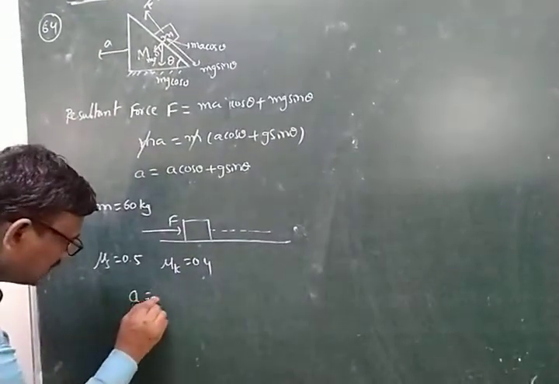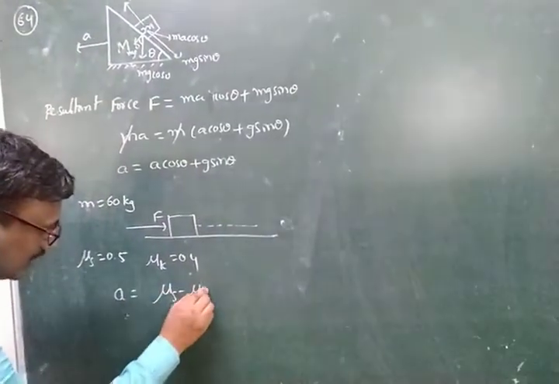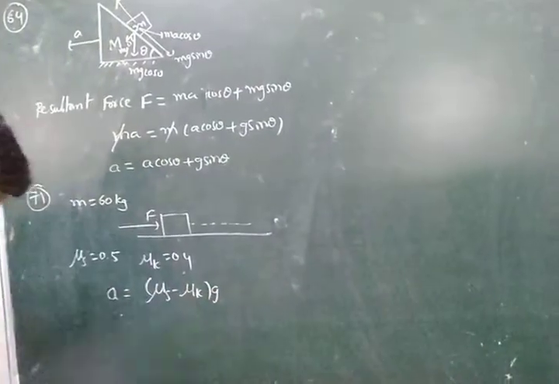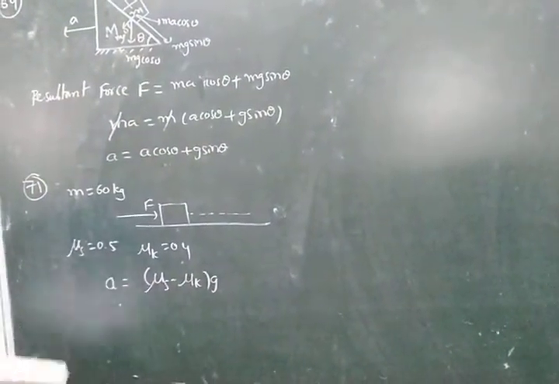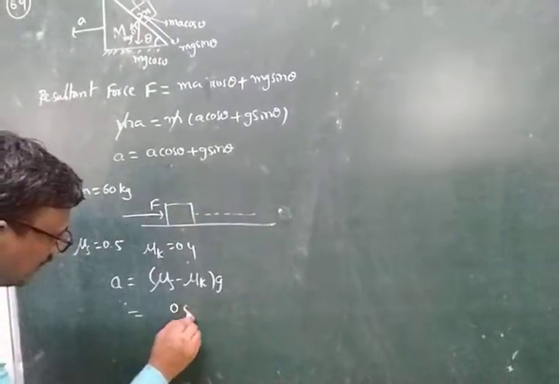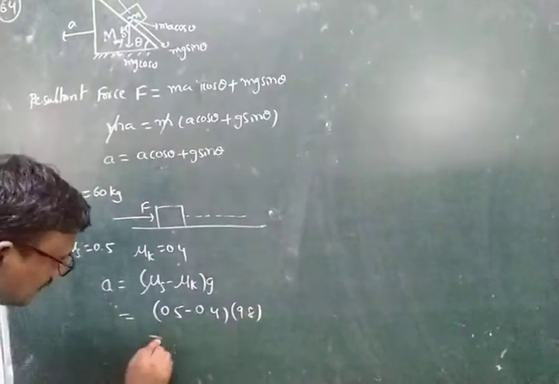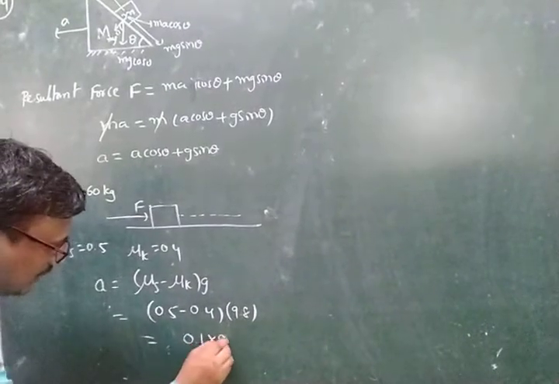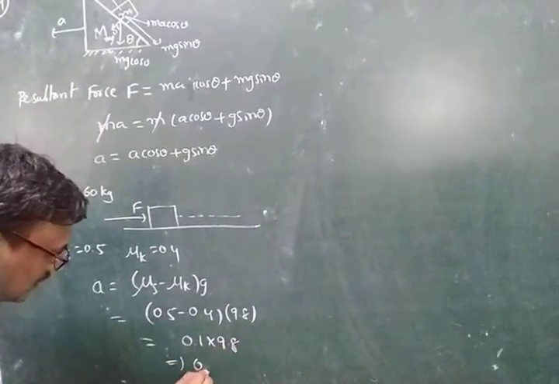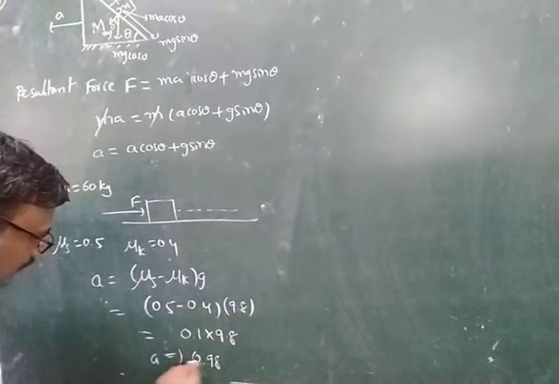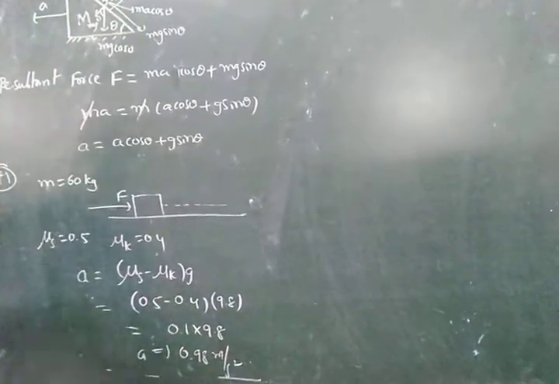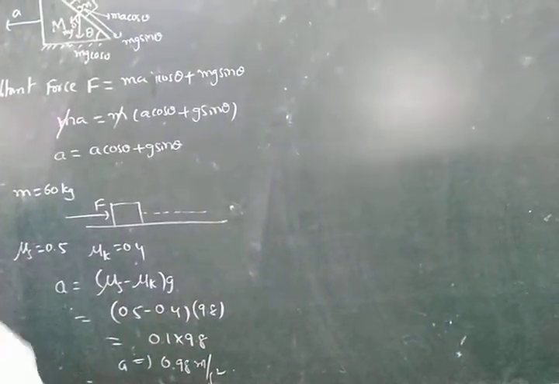Acceleration of the body a is equal to mu s minus mu k into g, and here g is equal to 9.8. So 0.5 minus 0.4 into 9.8 is equal to 0.1 into 9.8, which is equal to 0.98 meter per second square. Next, question number 77.